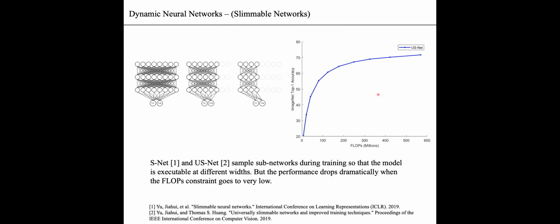But on the right side, as you can see, the performance drops significantly when the computational cost becomes very low, under 100 million FLOPs. The performance drops a lot, from around 60% ImageNet top-1 accuracy to close to 20%. So this is not good for some real-world applications.